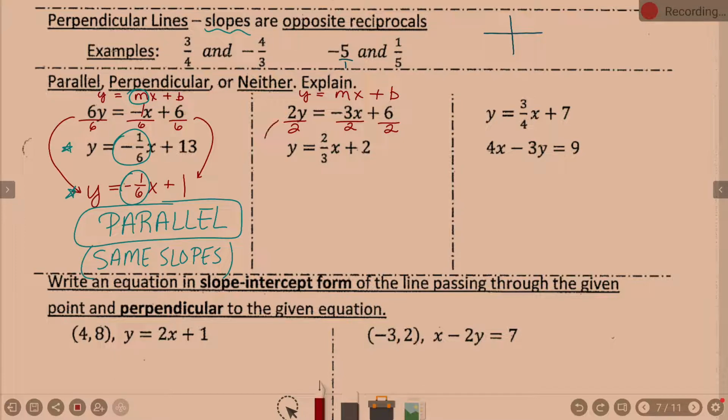Again, it happens to be the top line. I'm going to bring it down here. If I divide by 2, 2y divided by 2 is y. Negative 3x divided by 2, negative 3 halves x. Plus 6 divided by 2 is 3. What'd you say? They say 6 times. No, 6 divided by 2.